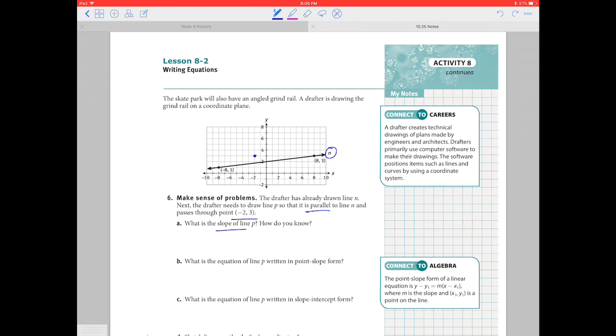So it asks, what is the slope of P? Right? We use our keywords here, which are parallel and passes through the point (-2, 3). So since we want to draw a line parallel to N, if we can find the slope of N, we can use that and our knowledge from 8.1 to find the slope parallel to it.